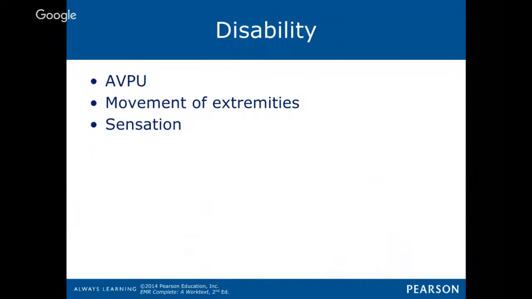So disability: you have the AVPU scale, so alert, verbal, painful, and unresponsive. Movement of extremities and then sensations. Let me see. I'm just kind of looking to see what we got here.